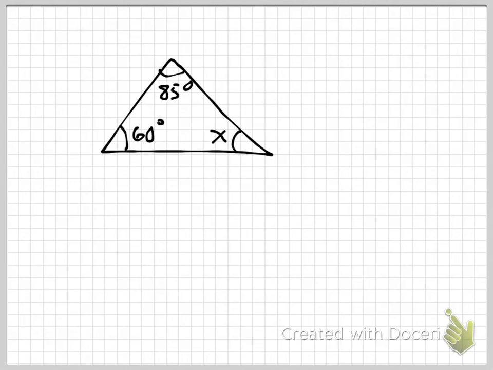What can you do? What is true about the angles inside of a triangle? They always add up to 180 degrees. The sum of the internal angles of triangles is 180 degrees. So, 85 plus 60 is 145. We know that it has to add up to 180. That means that x is 35 degrees. Does that make sense? I think you guys can do this. Any other questions about this?